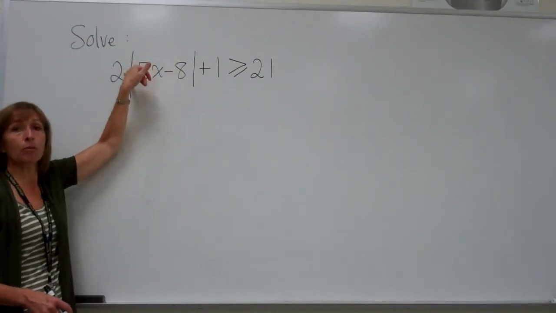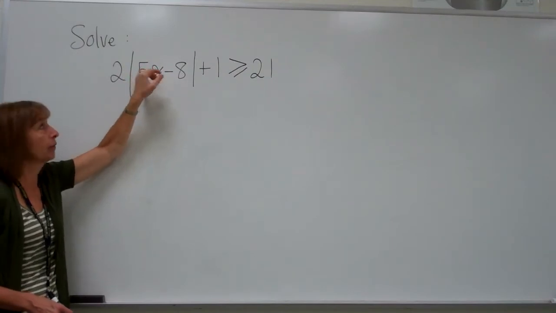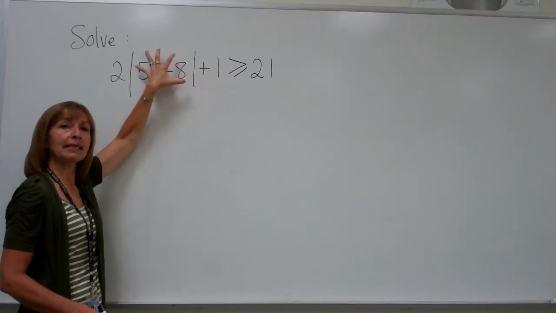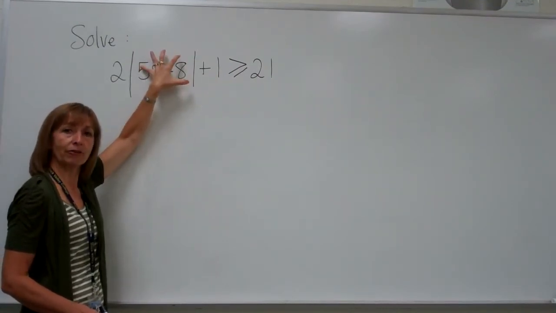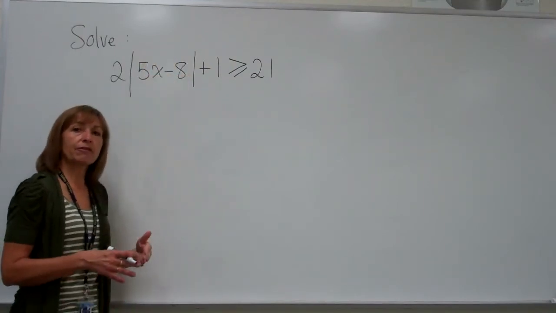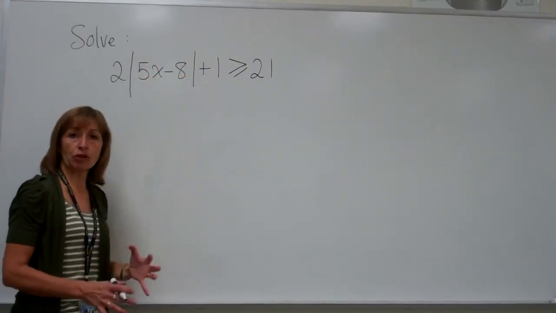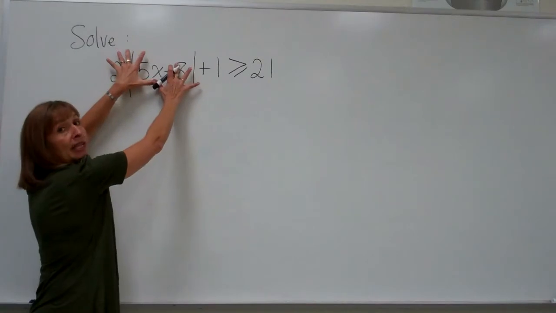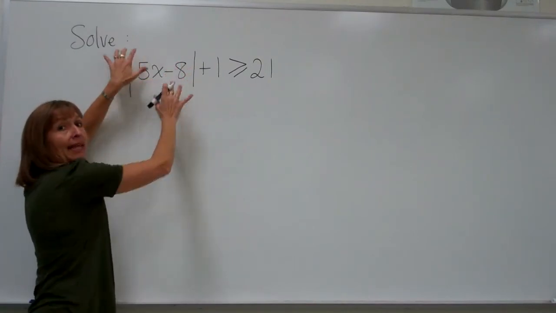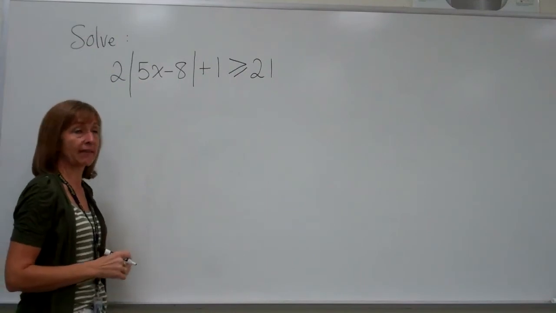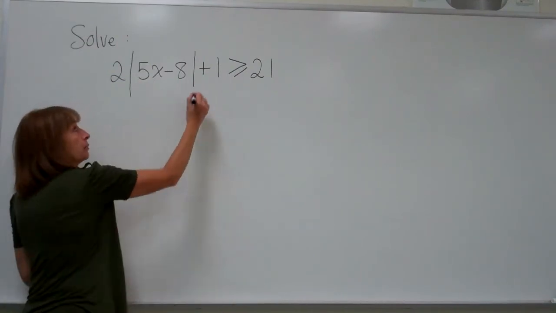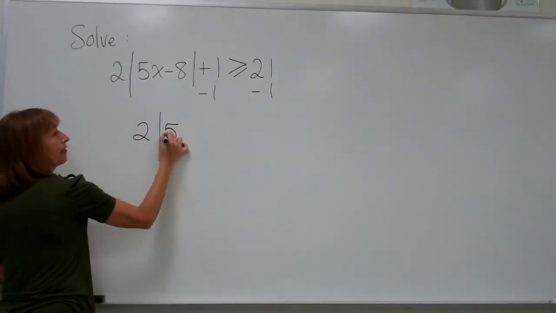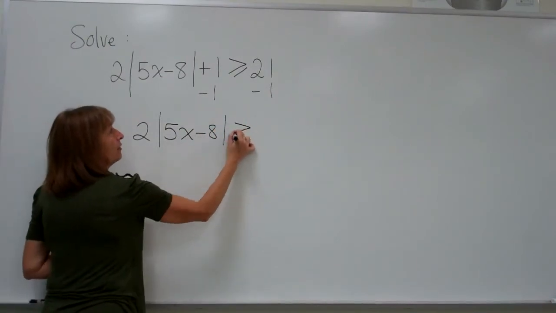I have an attachment of multiplication by 2 outside the absolute value. And then I have an addition of 1 that's also outside the absolute value. I want to get the absolute value expression on a side by itself. So when I think of what I need to do, if there is both multiplication as well as addition or subtraction on the outside of the absolute value, we need to make sure that we get the term with the absolute value in it on a side by itself, and then go ahead and take care of the multiplication that's on the outside. So here the first thing we'll do is we'll subtract a 1 from both sides. And we'll get 2 times the absolute value of 5x minus 8 is greater than or equal to 20.